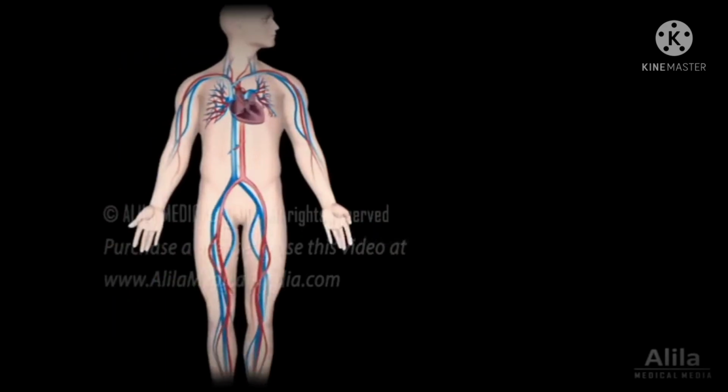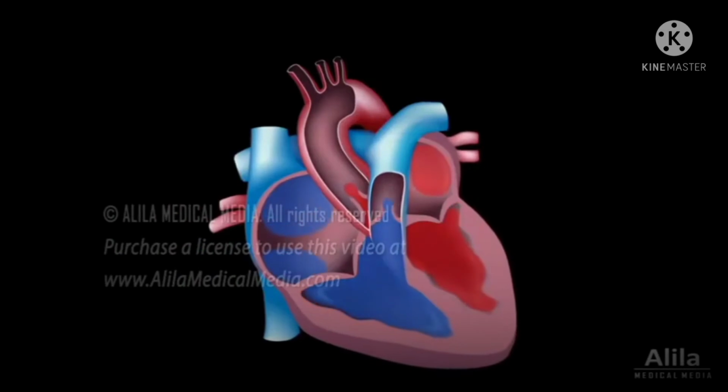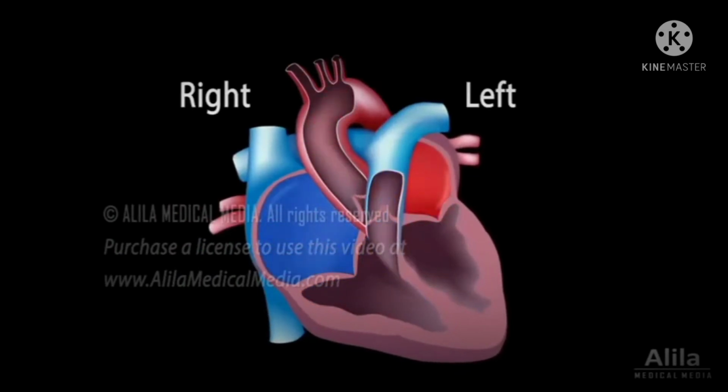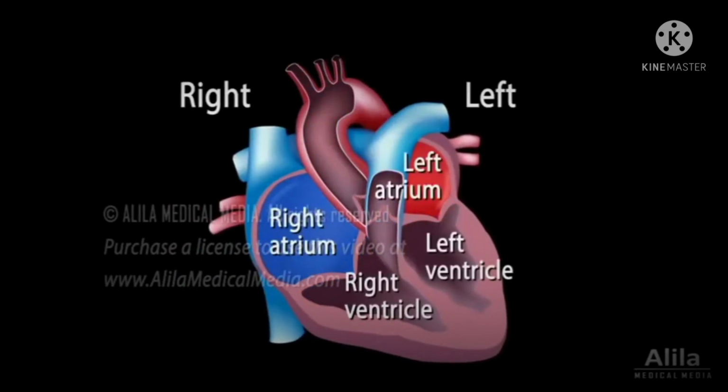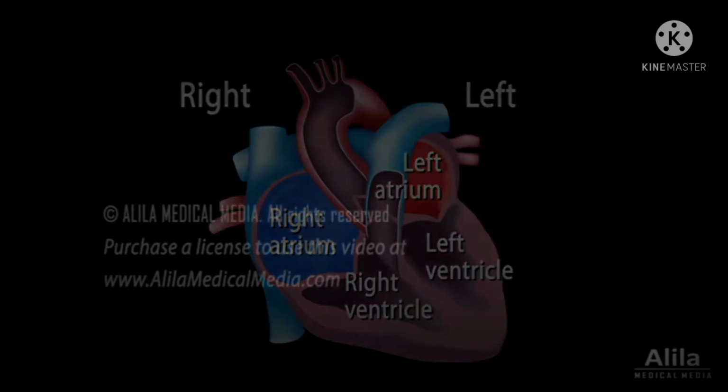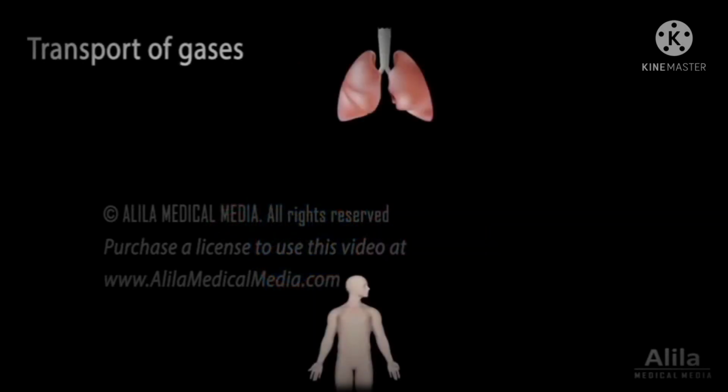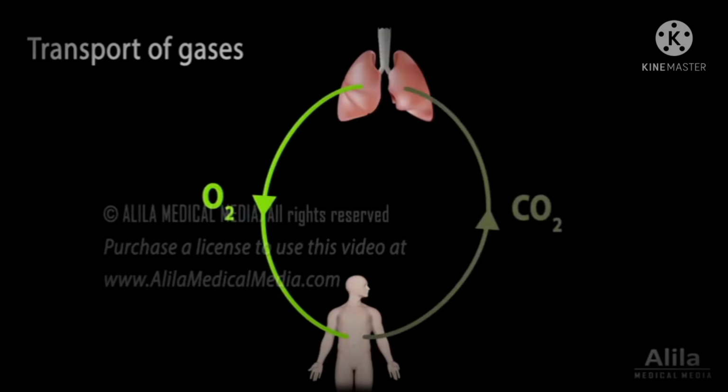The heart is essentially a pump that moves blood through the vessels. It has two sides, each of which has two chambers. The best-known function of the circulatory system is perhaps the transport of inhaled oxygen from the lungs to the body's tissues, and removal of carbon dioxide in the opposite direction to be exhaled.